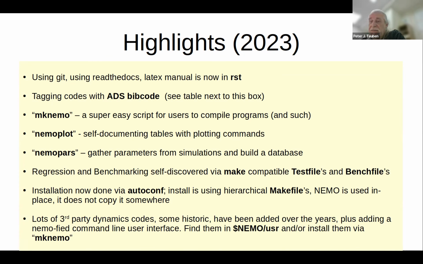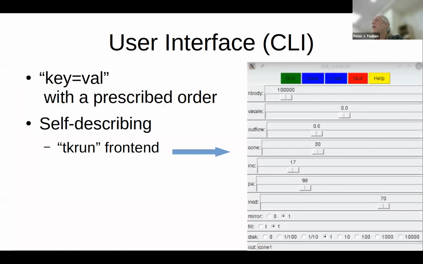And most importantly, at the bottom, we have lots of third-party dynamics codes. We didn't modify them. We put an extra little NEMO shell on it, so it looks like a NEMO program, but it runs that particular code from RSAT, for example, or Van Albada in the background.